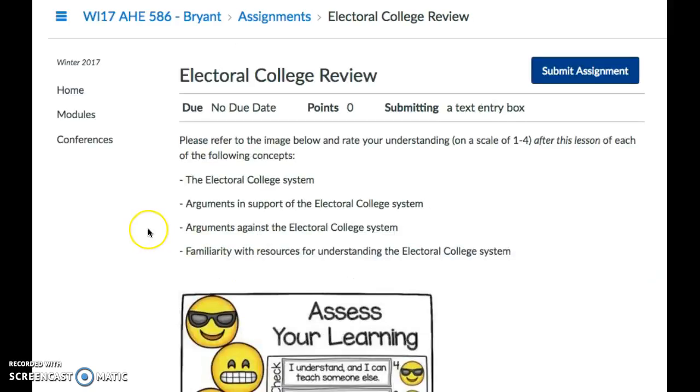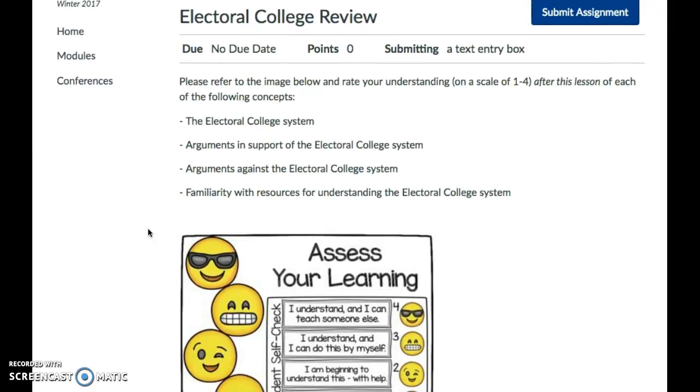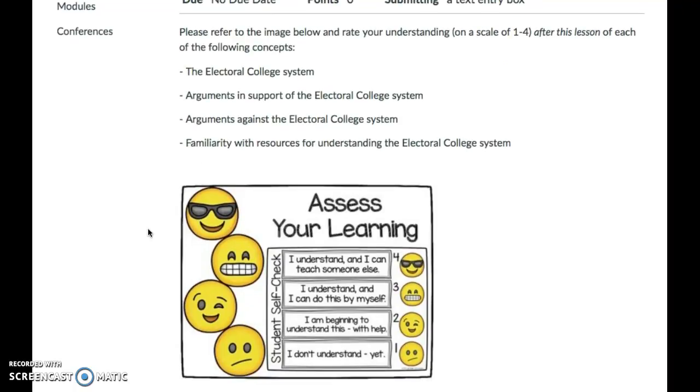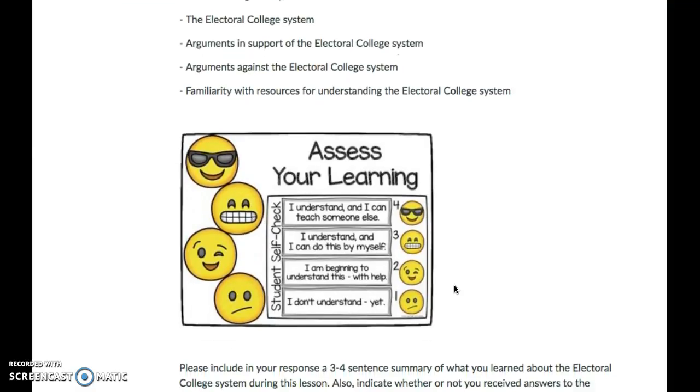The next item in the module is a review assessment, in which you'll self-assess, again, using the system depicted in the image on the screen, your understanding after the lesson of each of the concepts listed.